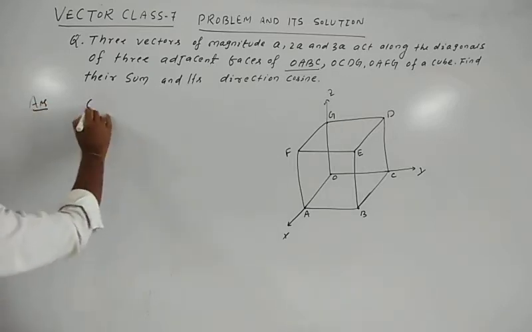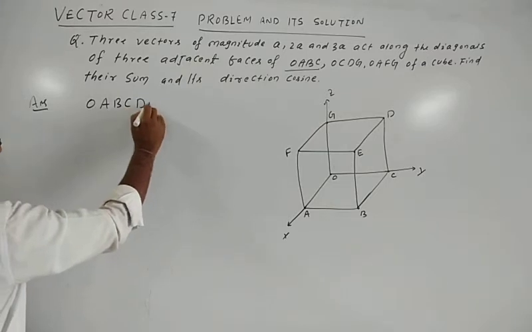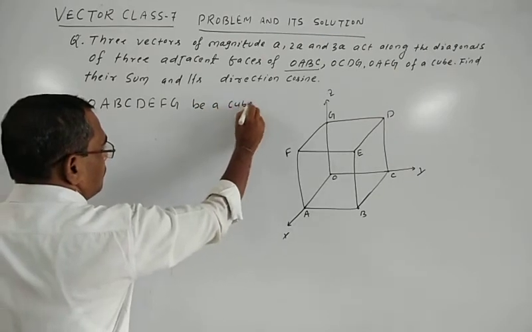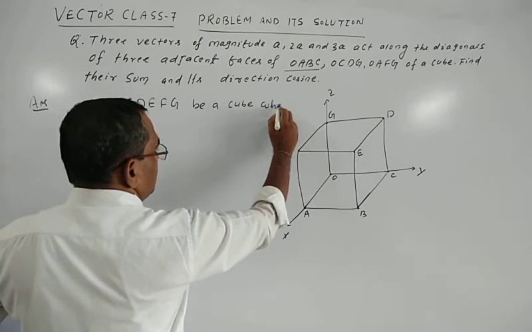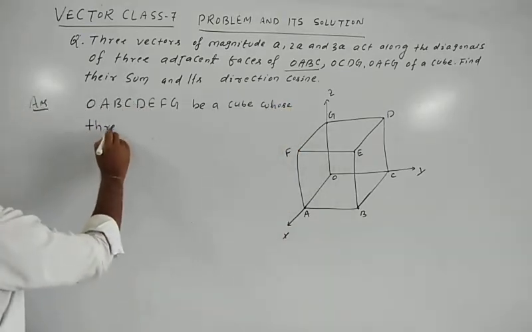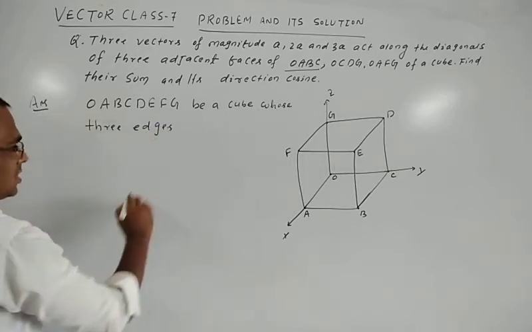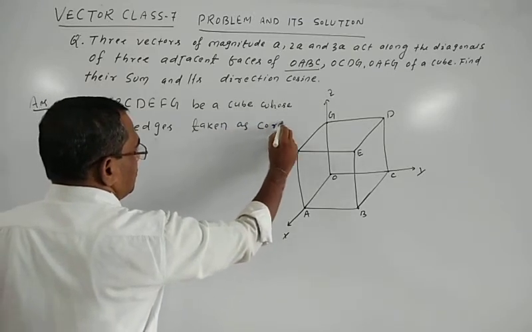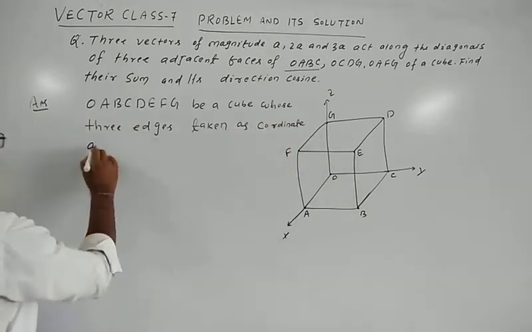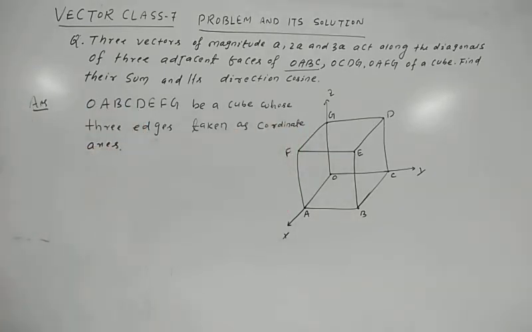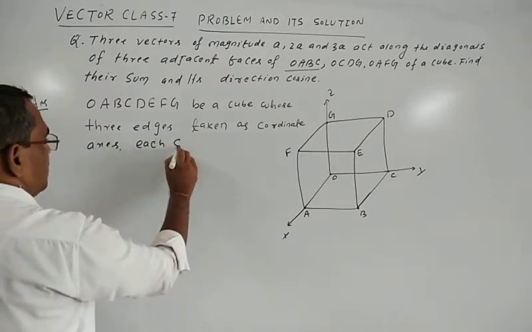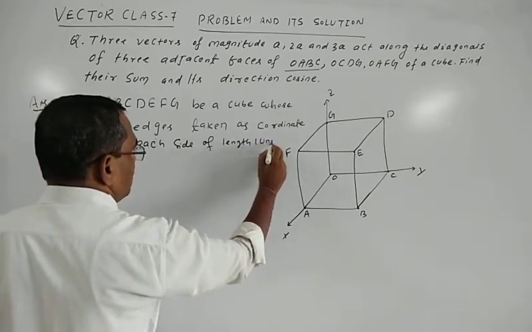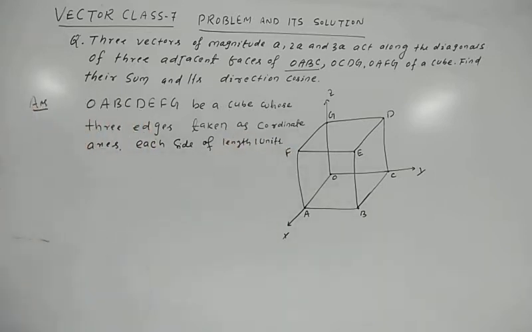So first we write these things. Answer: Let OABCDEFG be a cube whose three edges are taken as coordinate axes, and each side of length 1 unit.